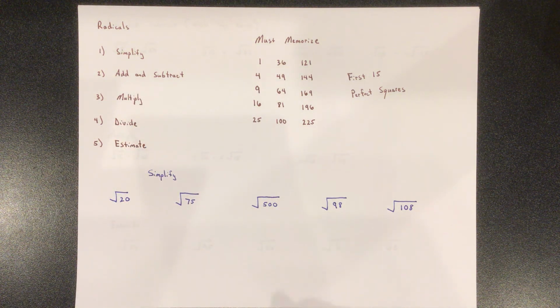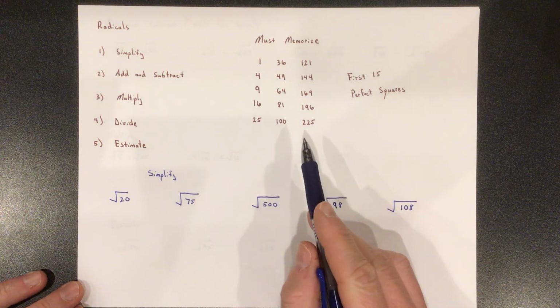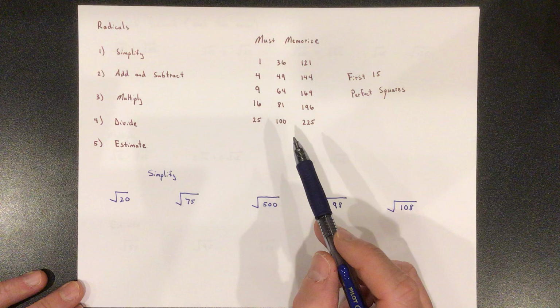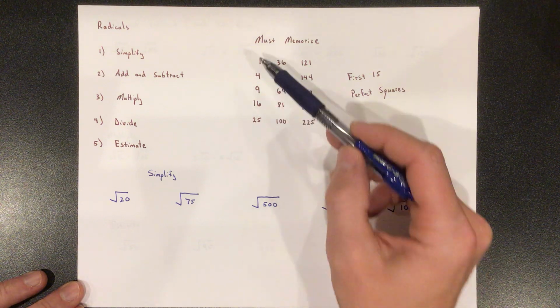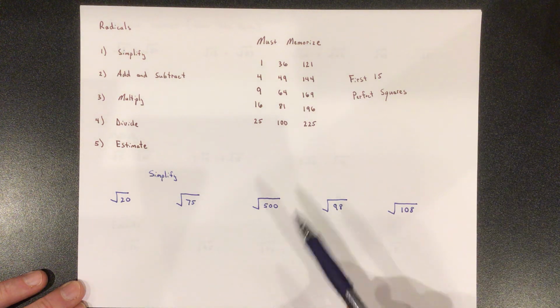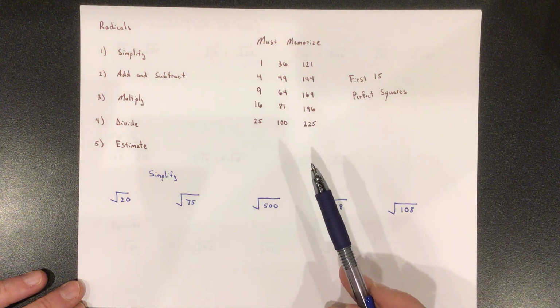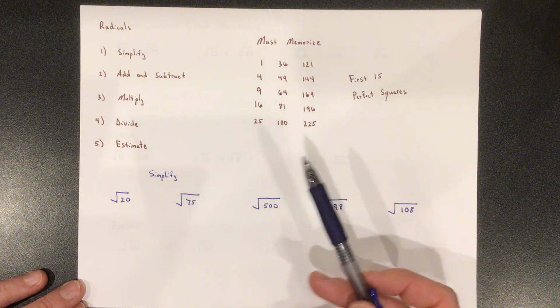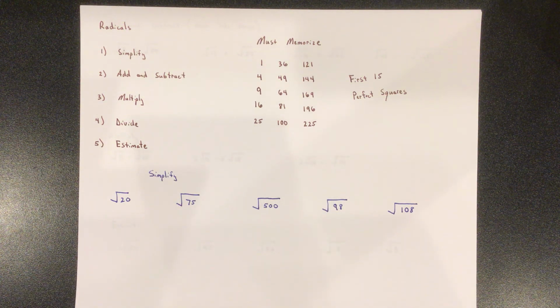The first thing you want to do is certainly memorize the first 15 perfect squares. We get this list by just squaring the first 15 integers: 1 squared, 2 squared, 3 squared, 4 squared, 5 squared, and so on. These are the important ones because these are the ones that we can do in our head, meaning these are the ones that you actually can do the square roots of, right?